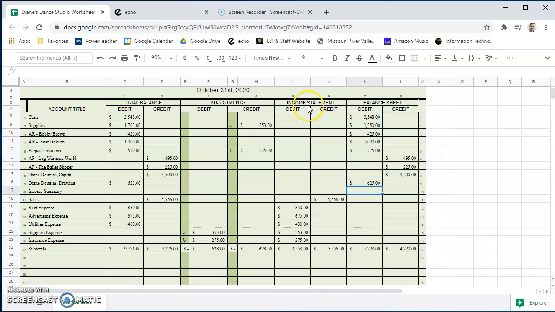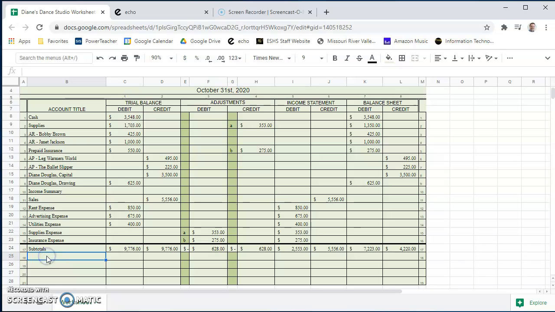In the income statement section, they don't equal. We're currently off a little bit. Credits are slightly higher. In the balance sheet section, they also don't equal. This time the debits are slightly higher. So the difference between these two numbers and these two numbers should be the same. And if they are the same, that's going to represent our business's net profit or loss.